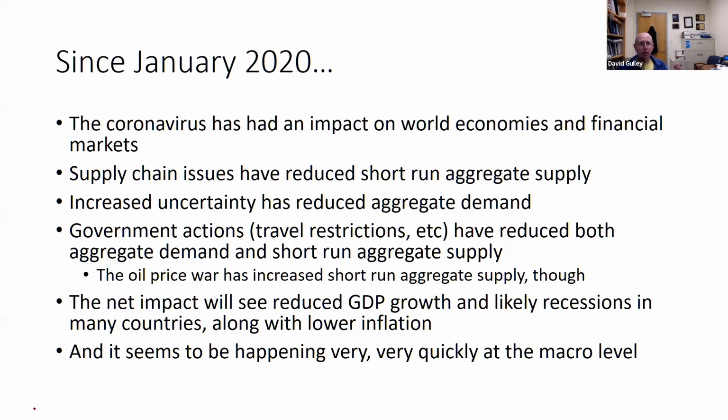There's been a gigantic increase in uncertainty in the current and the future state of the economy, and this has acted to reduce aggregate demand. Various government actions, travel restrictions, quarantines, and things like this have reduced both aggregate demand and short-run aggregate supply. And then on top of that, we have an oil price war between the Saudis and the Russians, though that does tend to increase short-run aggregate supply. But still, the net impact is we're going to see reduced GDP growth, probably recessions in many, if not most countries, and substantially lower inflation with a possible risk of deflation. And this seems to be happening very quickly across many countries at the macro level.